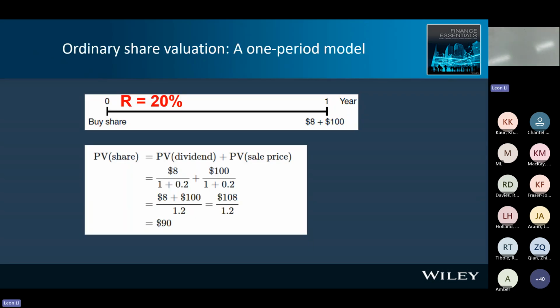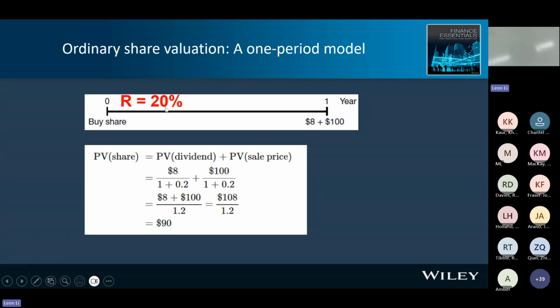So now we do the ordinary share valuation. So this is our first example, 1 period model. Okay, so again, timeline. Today, T0, we buy the share. At year 1, we receive dividend, $8, and we sell the share to receive $100. Right? We just hold the stock for 1 year. And our required return is 20%.